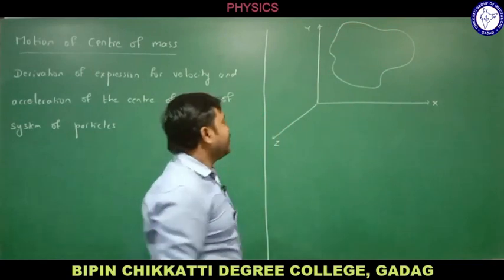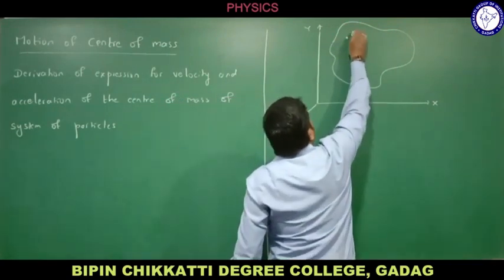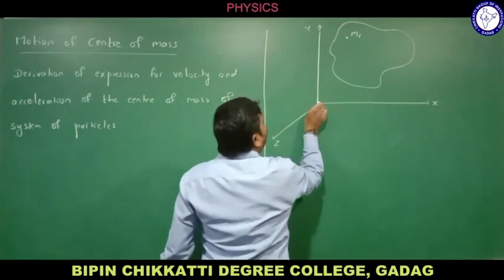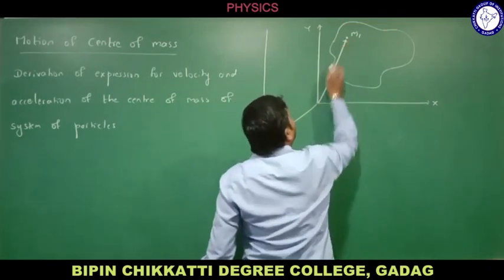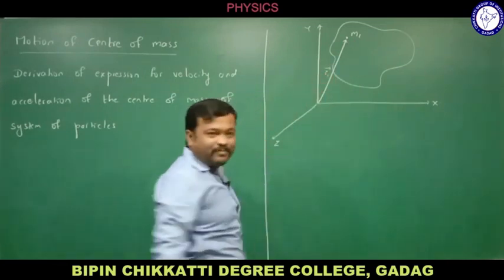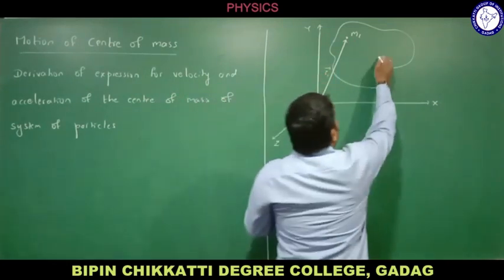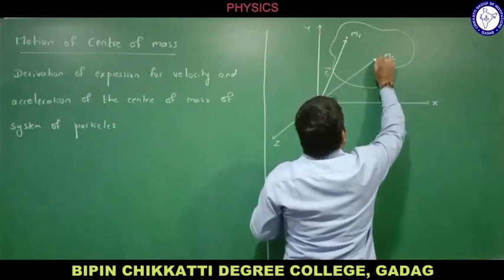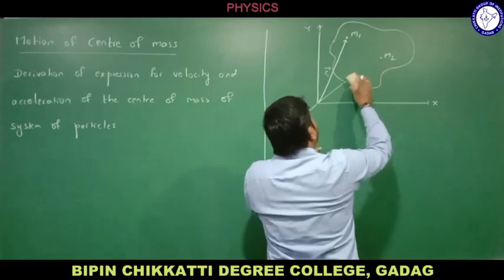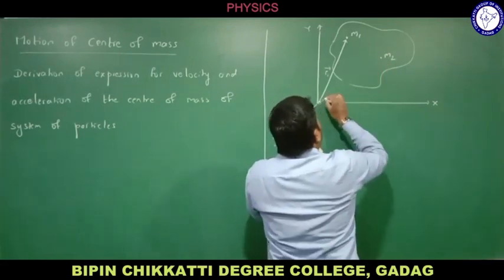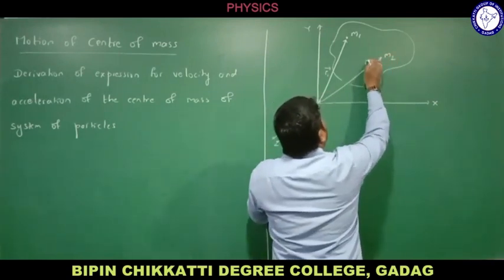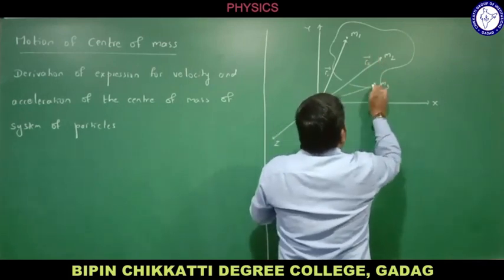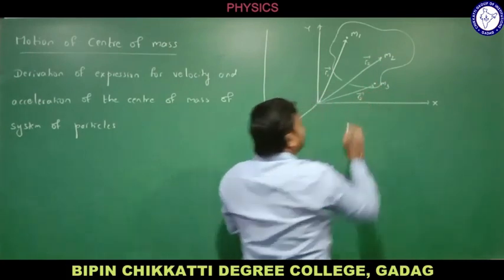Let me take this as the mass m1 of the first particle, and its position vector is r1. Let me consider this is m2, the mass of the second particle, and its position vector is r2. Let me consider another particle whose mass is m3 and its position vector is r3.